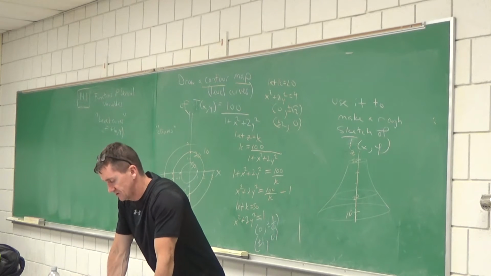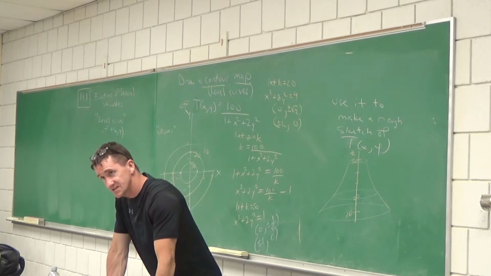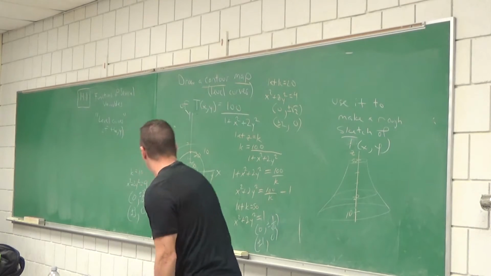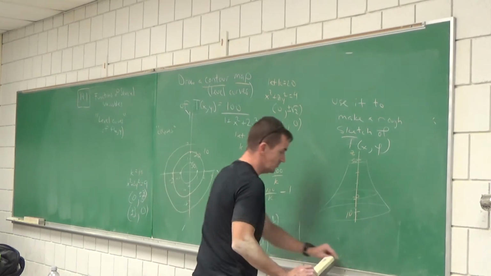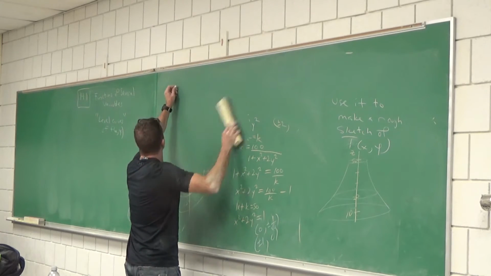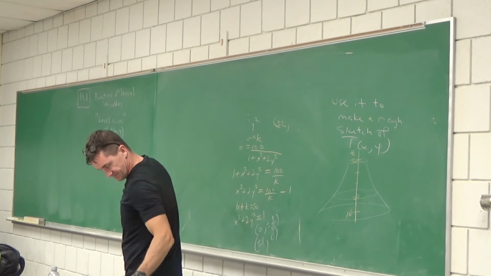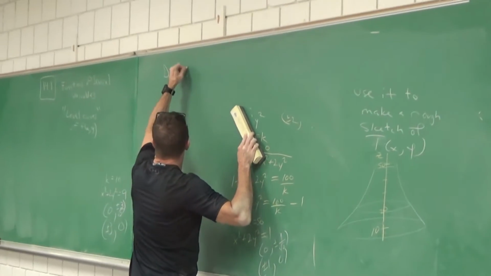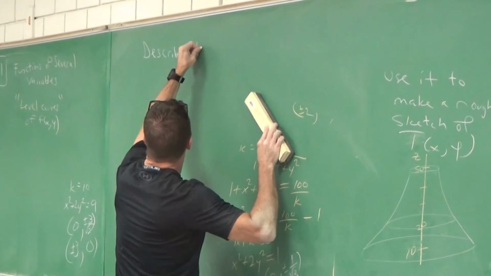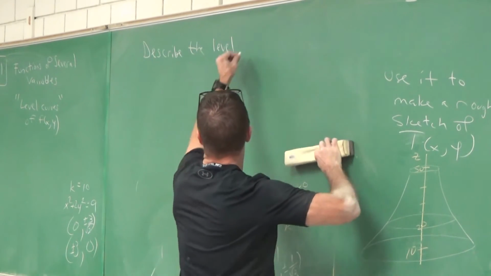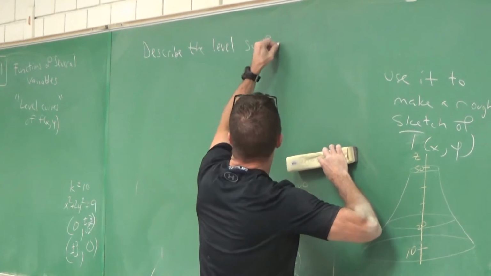It doesn't say level curves. What does it say? Those are functions of x, y, and z. And they want you to find the what? Describe. Oh good, we don't have to draw these. Describe the level, not level curves, but level what? Surfaces. And that's not a typo.